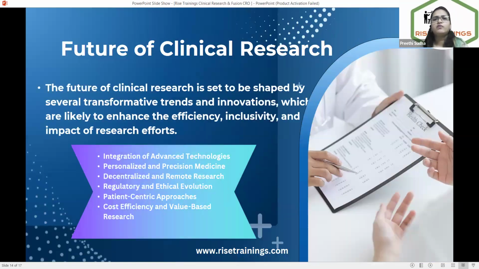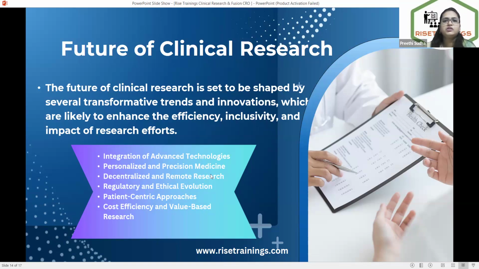And what is the future of clinical research? The future of clinical research is very promising. It is said to be shaped by several transformative trends and innovations which are likely to enhance the efficiency, inclusivity, and impact of research efforts. There would be an integration of advanced technologies, like AI, which is already evolving in the clinical research industry, and personalized and precision medicine.